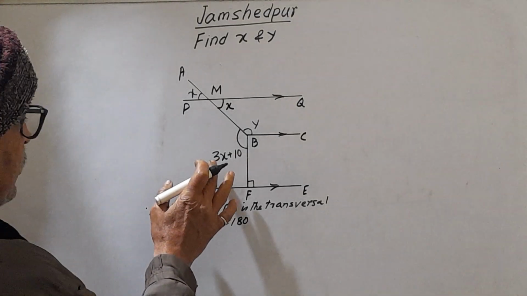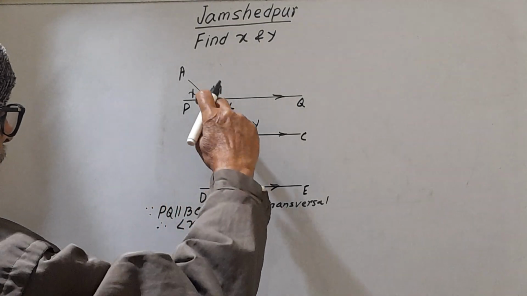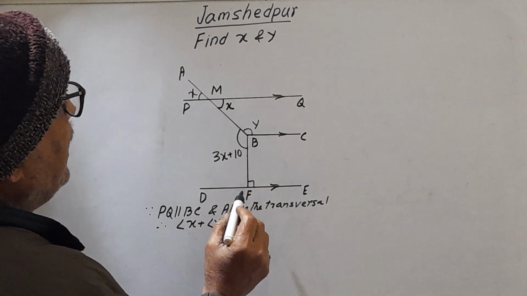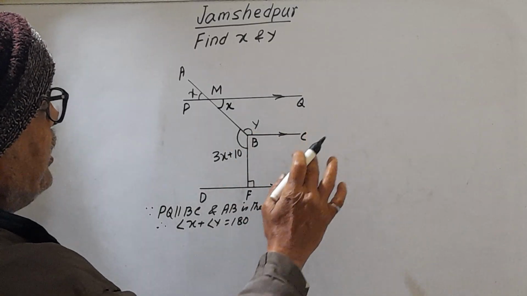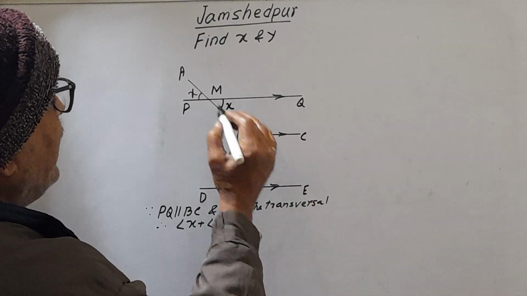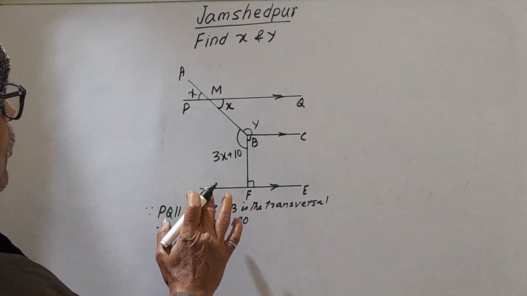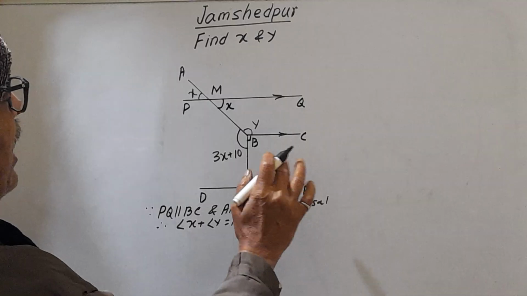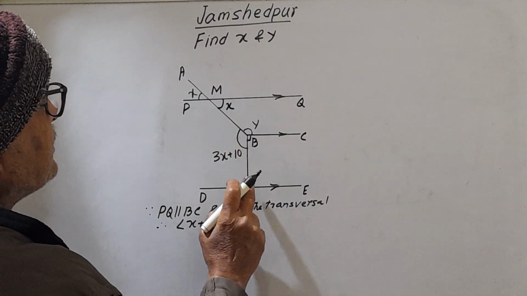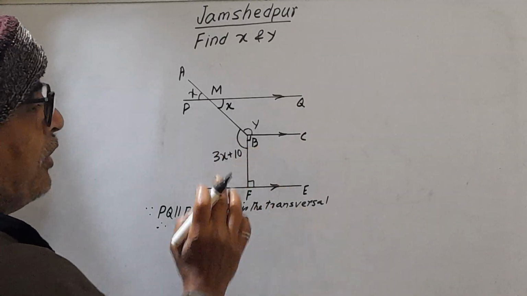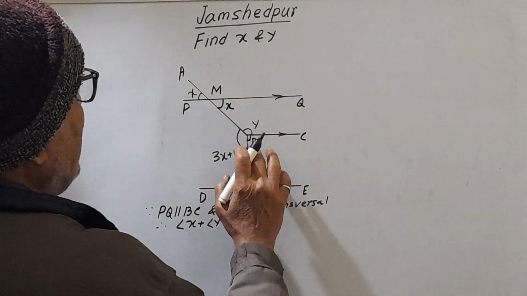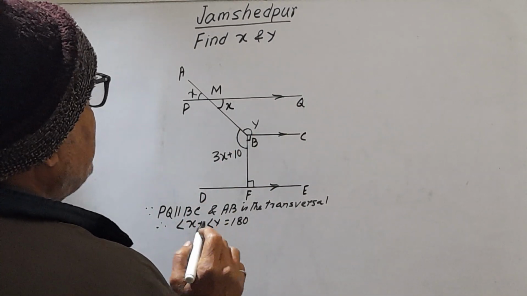Now here given 3x plus 10, the angle is MBF. Here you see when this is 90 degree and these two lines, that means BC and DE is parallel. So this angle should be 90 degree. Again I am telling you, when DE parallel BC and this angle, that is BFE is 90 degree. So this line should be 90 degree. Clear? Now you see when it is 90 degree and whole angle is 270 degree.